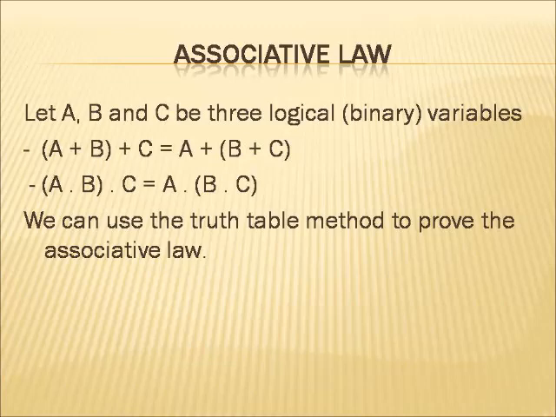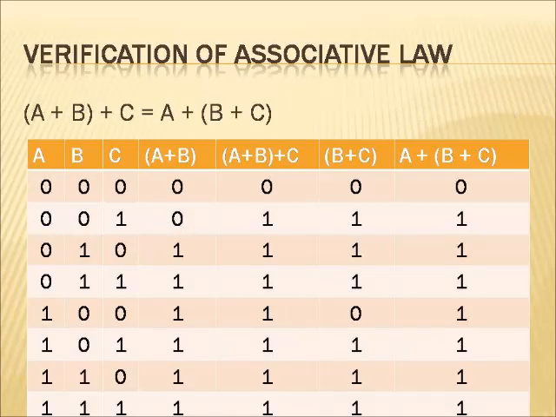So in the next page you can see the truth table method. Here we are verifying the associative law. According to the associative law, (A + B) + C is equal to A + (B + C). So when there are three variables in a truth table, there will be 8 sets of values. The same you can see on this page.